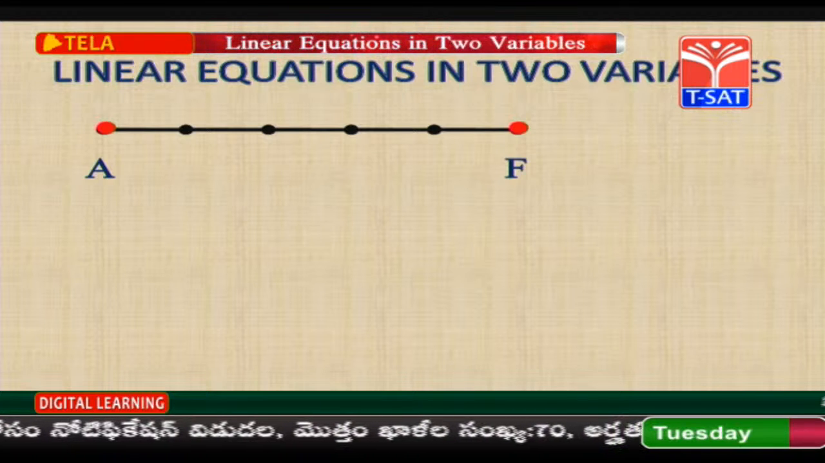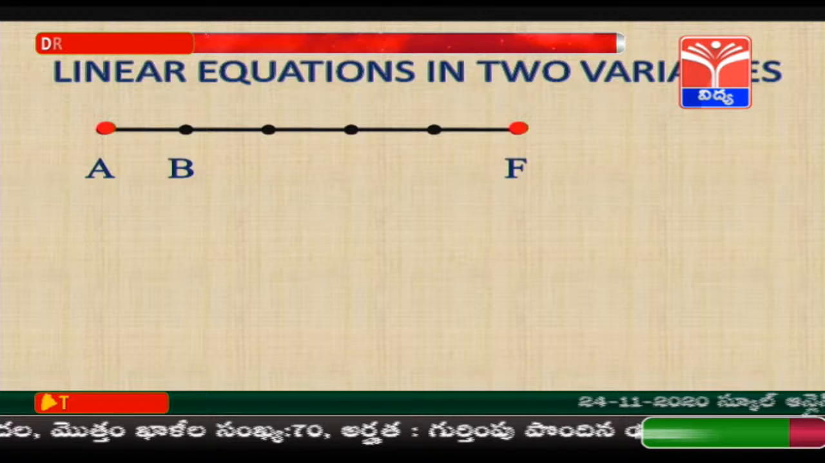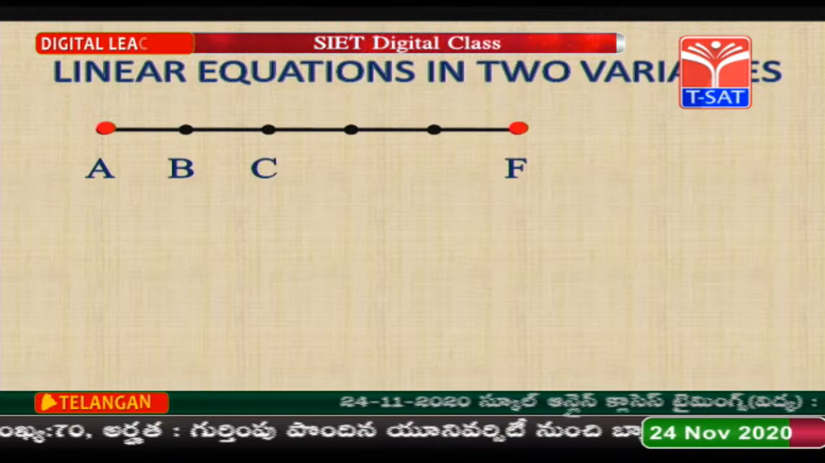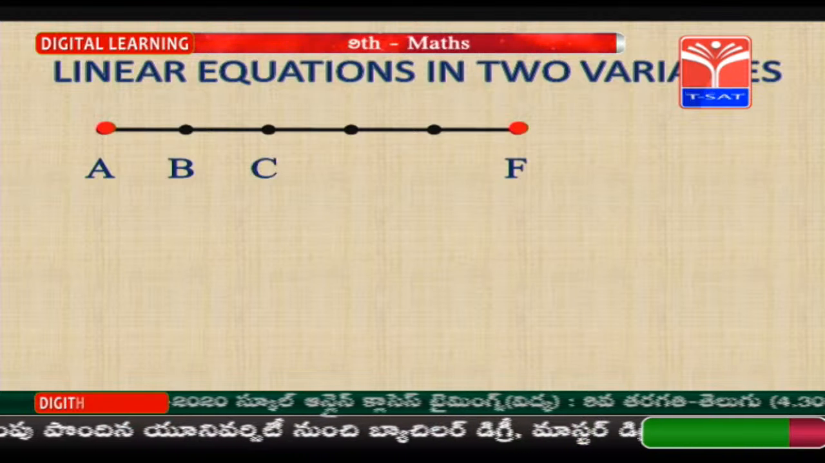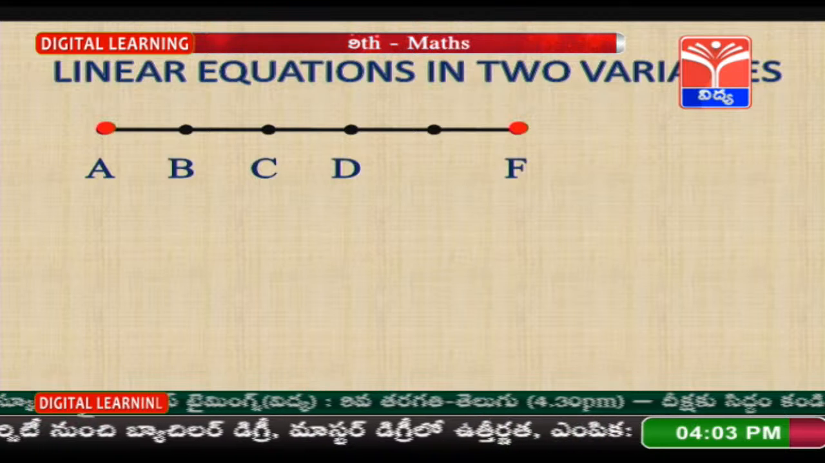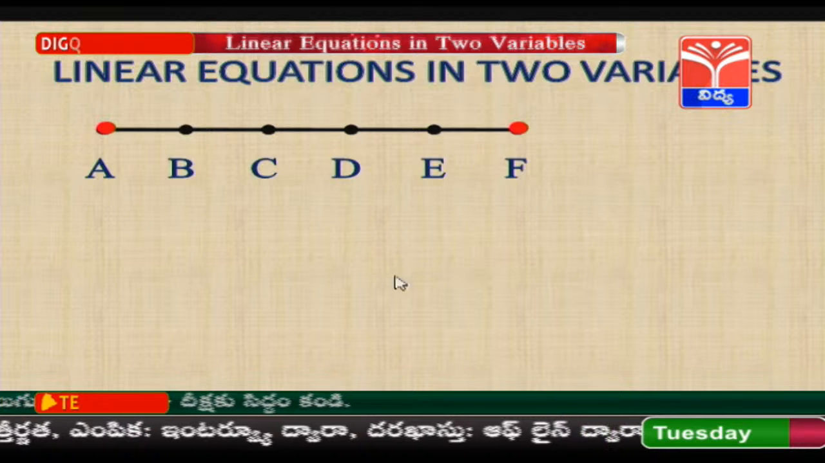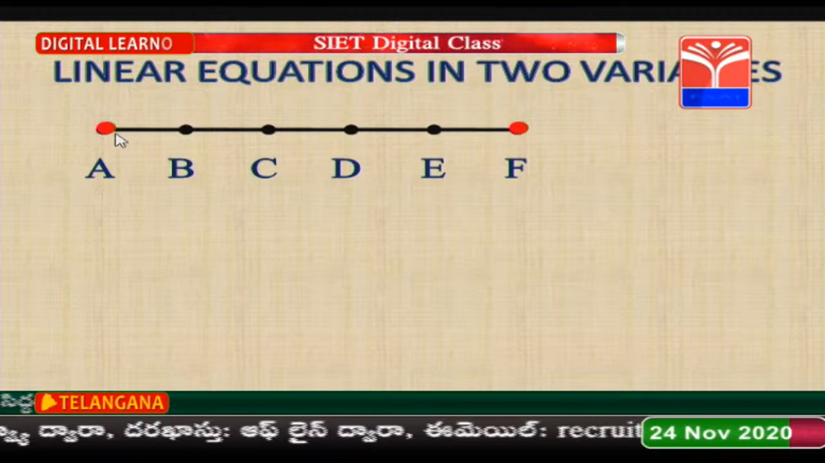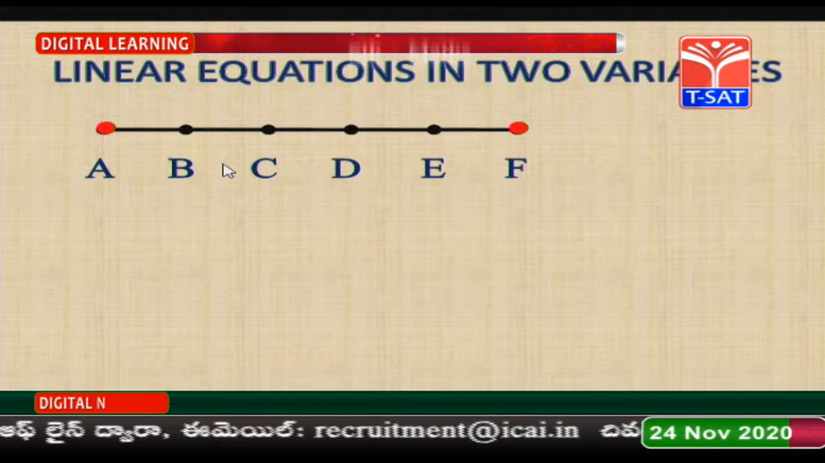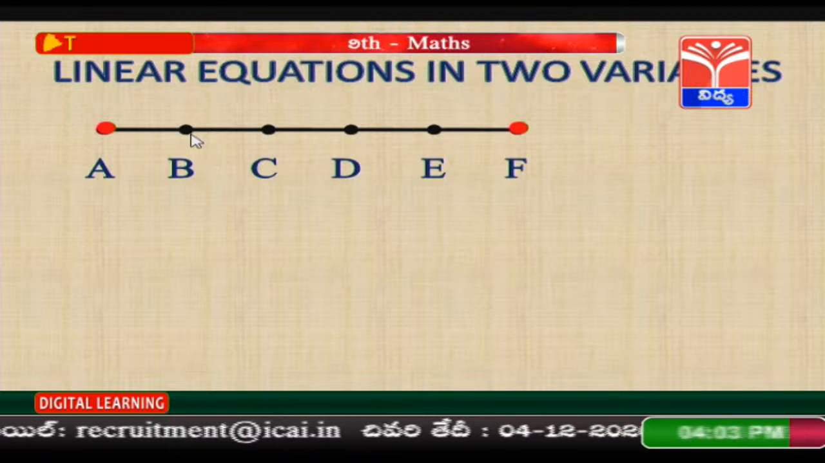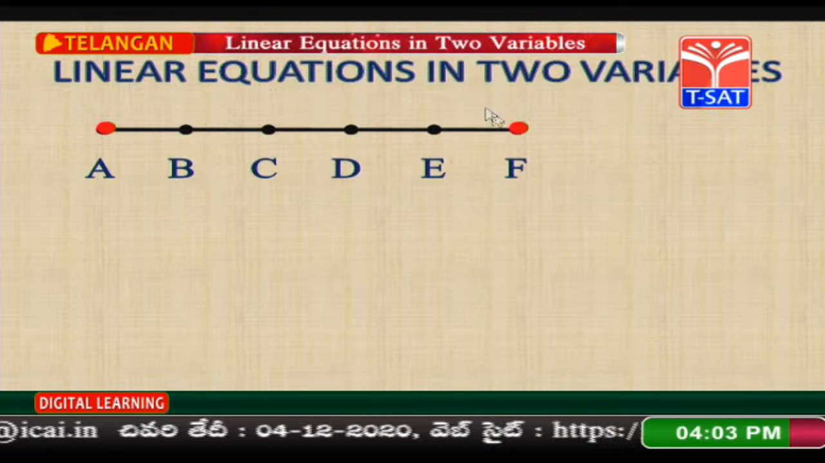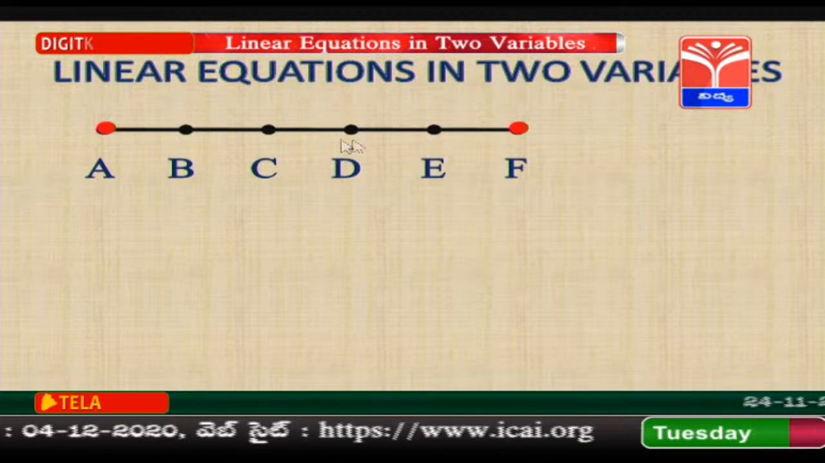Now, let me give names to them also. Let me say B, C, D and E. So, when you are observing here, you are able to see that there is an end point A and end point F. Between them, you are able to see there are 4 points which are dividing the whole line segment into 5 parts, that are equal parts.